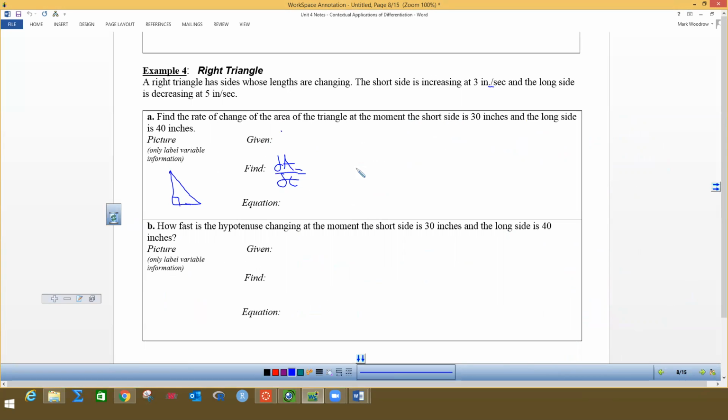At the moment, the short side, so we're going to call the short side A. So I'm going to put an A here. At the moment the short side is 30 inches and the long side is 40 inches. So we'll call the long side B.